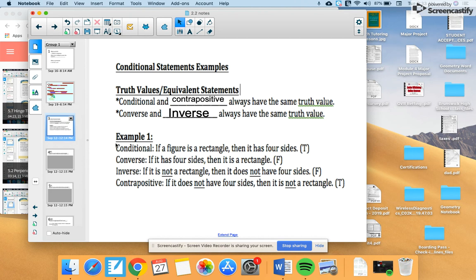Now for the inverse, we're taking the conditional and we're negating it. So we're making it say not or don't, some form of not. So the inverse would be if it is not a rectangle, then it does not have four sides. And again, that's false because just because it's not a rectangle doesn't mean it can't have four sides. Again, a square would be a counterexample. And then the contrapositive, we're basically just flipping the inverse. So we're negating the hypothesis and the conclusion, and we're switching them. So the contrapositive would be if it does not have four sides, then it is not a rectangle.